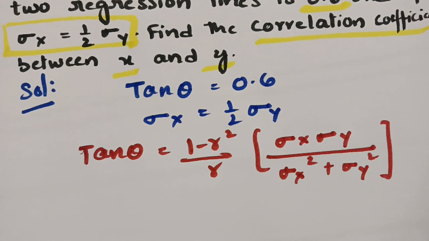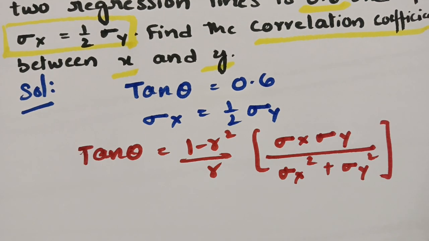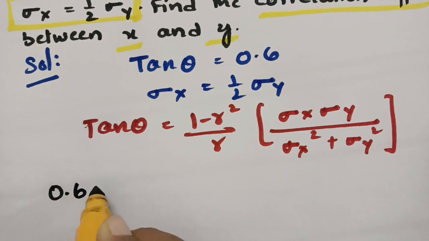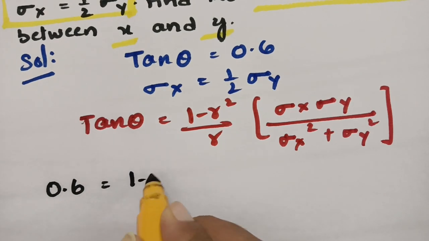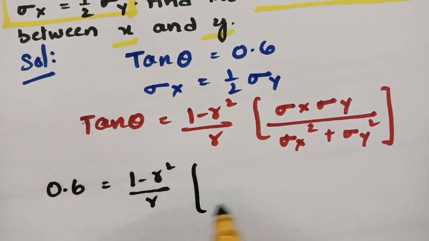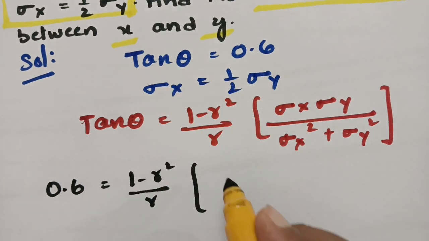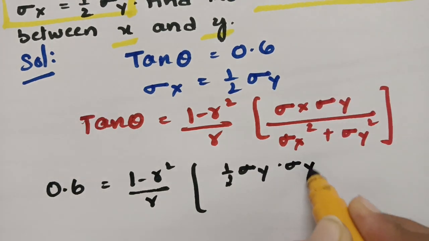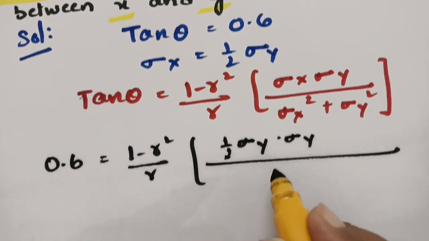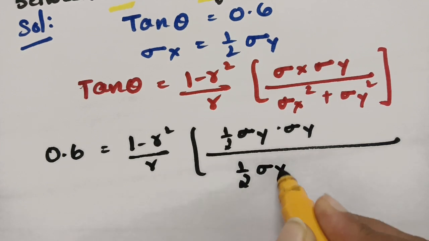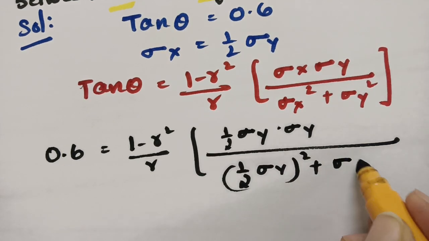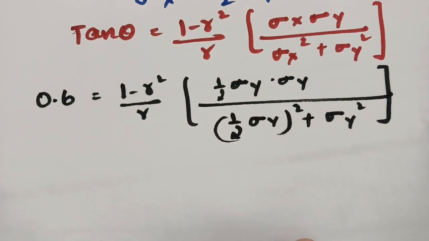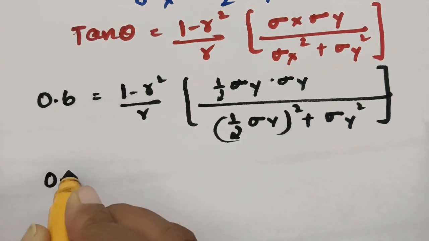Now I am going to substitute each and every value here. What is our tan theta value? Tan theta value is nothing but 0.6. So this is 0.6, and this will be (1 minus r square) by r into, in place of sigma x, I am going to write half times sigma y, into the other sigma y, divided by half times sigma y whole square plus sigma y square. Clear? And now we are going to find the correlation coefficient r here.